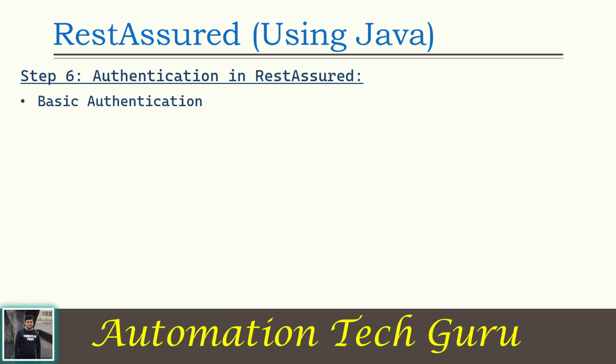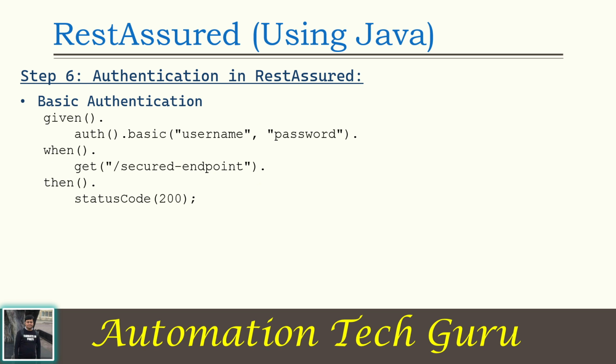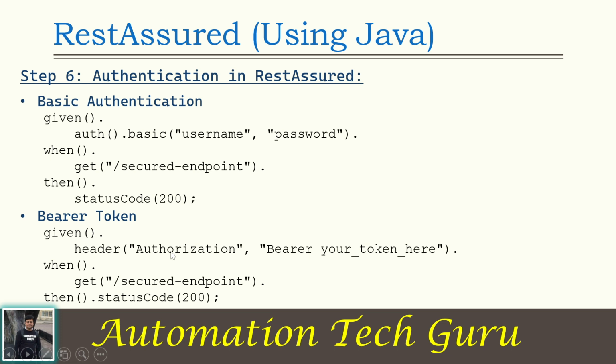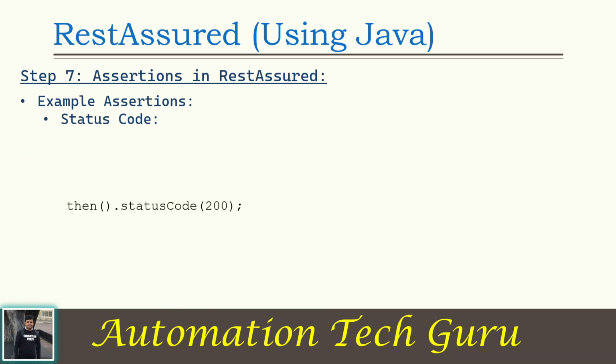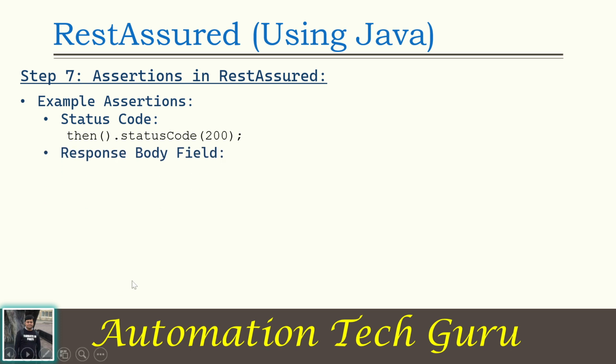Authentication in RestAssured. So basic authentication, how can you use that? For that, authentication.basic username password, get secured endpoint, status code. Bearer token: given header authentication bearer, this will be your bearer token, and then it will give you the secured endpoint and then status code 200.